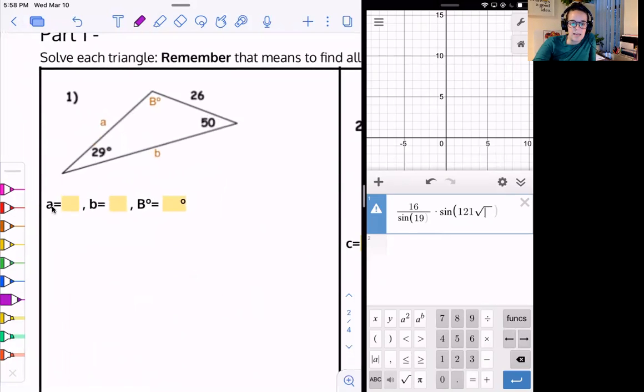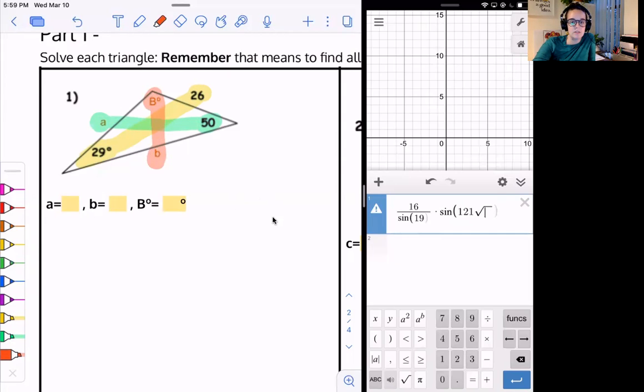So A equals something, B equals something. So here we want to solve for this side, B, we want to solve for that side, and the angle B, we want to solve for that. So first thing I'm going to do is figure out which ones go together. So I know 29 is going to go with 26. I know that 50 is going to go with A. And I know that B is going to go with B. Right? So I know those go together.